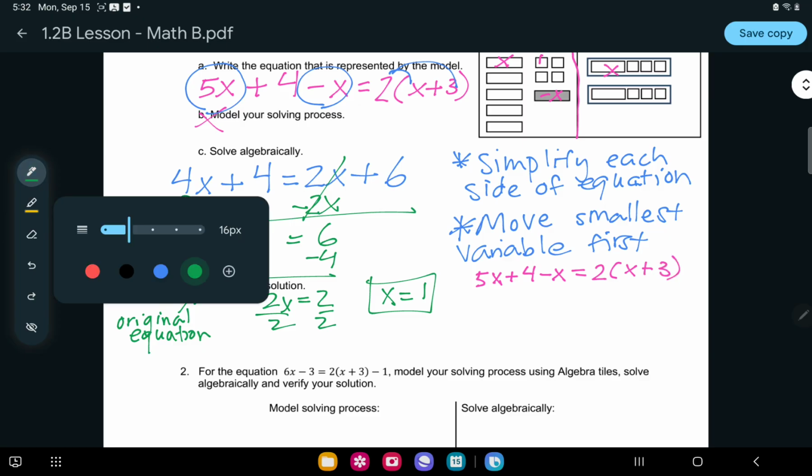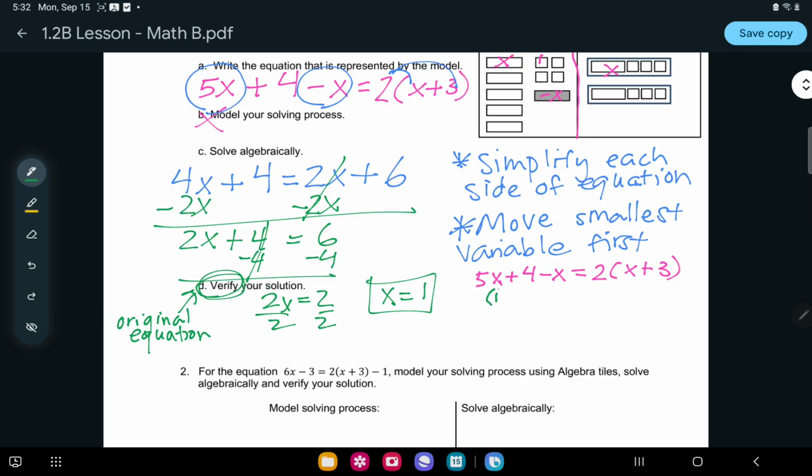Now, our answer was 1, so I'm going to take that and I'm going to plug it in wherever I see an x. 5x means 5 times x, so that's just 5. And then plus 4 minus x. So x was 1, so I'm just going to go ahead and plug in minus 1. I can also just write it as minus 1 right there. So if I were to simplify the left side, I would get 5 plus 4, which is 9, and then 9 minus 1 is 8.